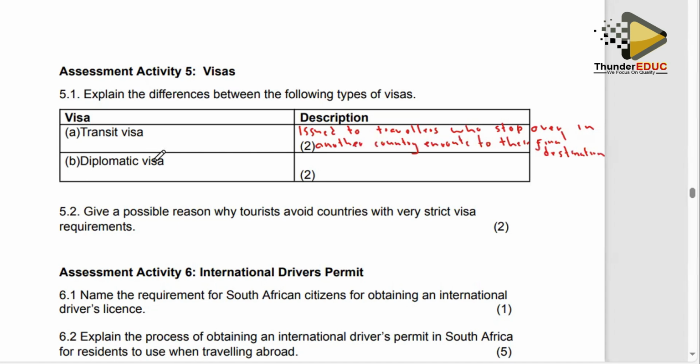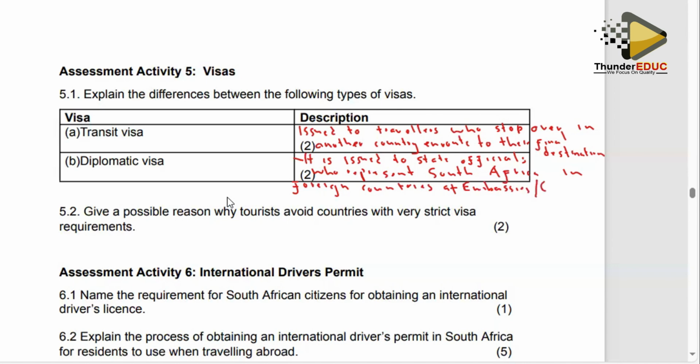A diplomatic visa is issued to state officials who represent South Africa in foreign countries, at embassies or consulates. They represent South Africa in foreign countries at embassies or at consulates. So that is a diplomatic visa.